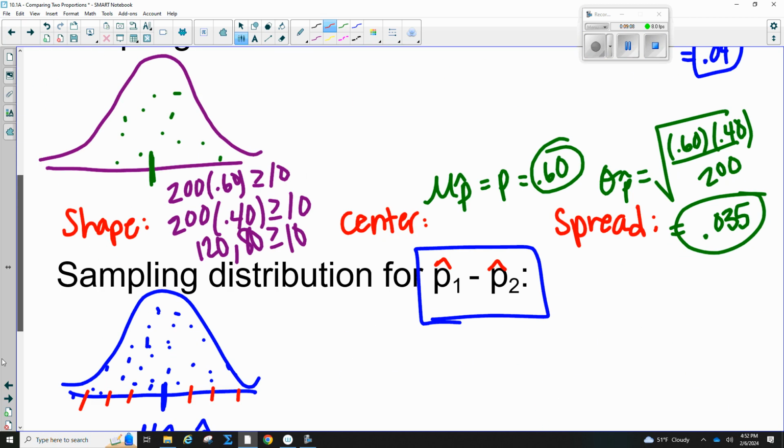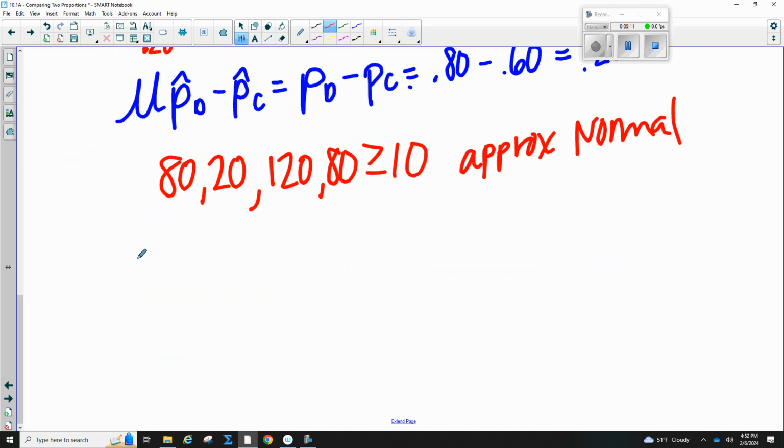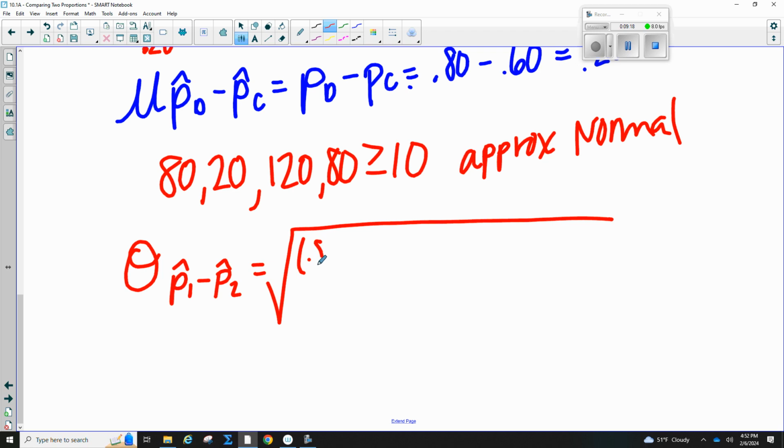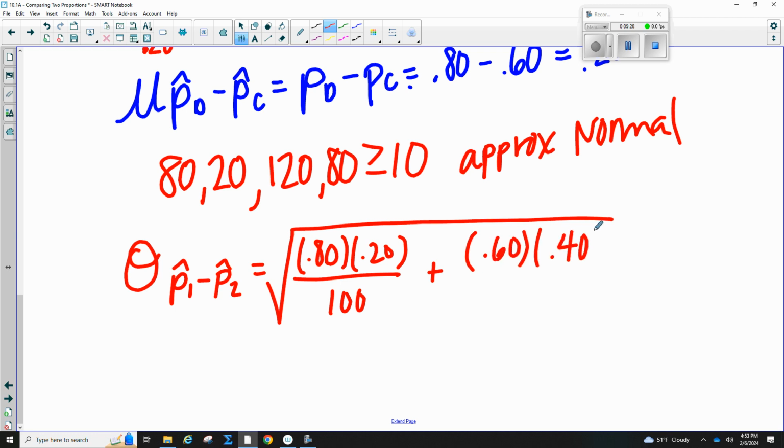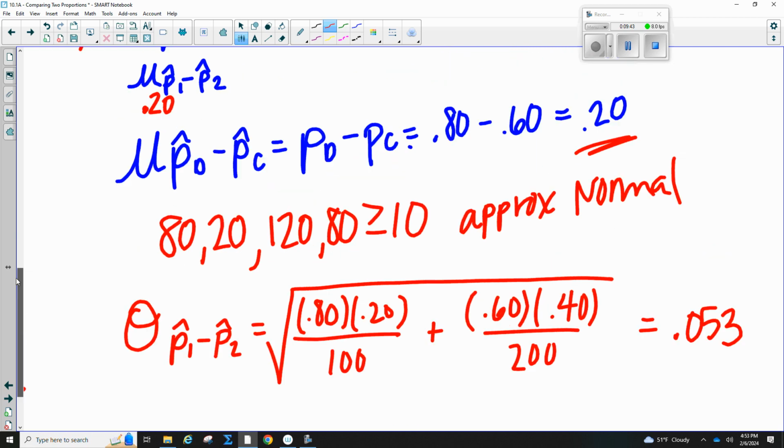All right, so for my standard deviation for p hat 1 minus p hat 2, I'm going to take the square root of, so Devlin was first, 80% did their homework, 1 minus that's 20%, and our sample size was only 100. All right. And then at Chatfield, 60% did their homework. 1 minus that is 40%. And we sampled 200 people at Chatfield. Okay, plug that in and we get 0.053. Okay, so we typically vary by about 5% from the 20%, which we know is the true difference in the proportion of kids who did their homework.